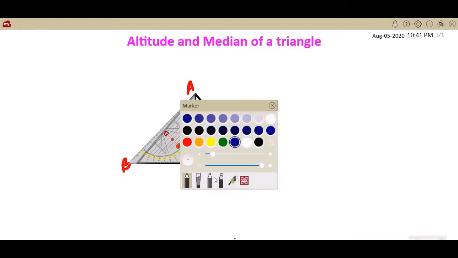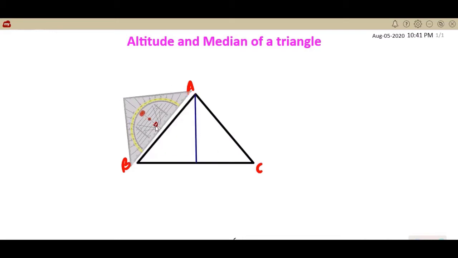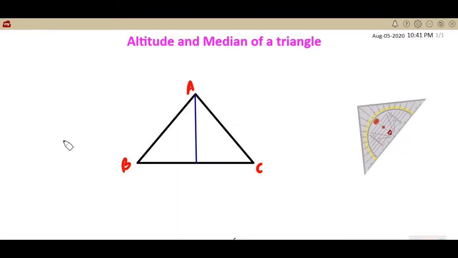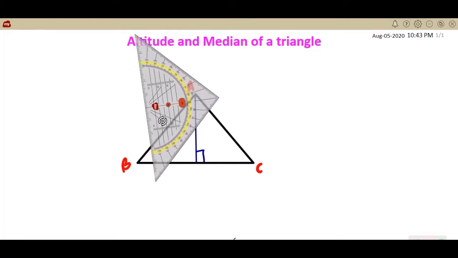This way you can draw the altitude of other sides of the triangle like AC and AB. We can draw it. For that matter, we need to take the set square aside, and we will be drawing it. This is a right angled one, 90 degree, which can be marked like this.